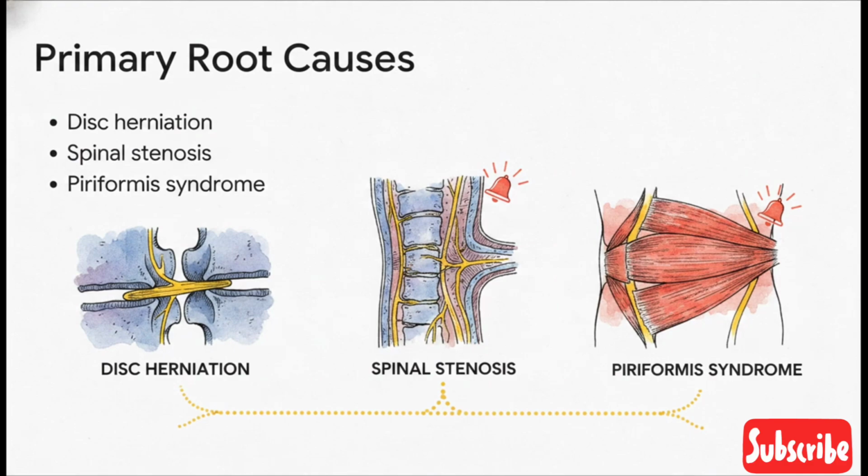Now, while a lumbar disc herniation is for sure the prime suspect, and by far the most common cause, there's actually a whole lineup of mechanical issues that can pinch that exact same nerve highway. Conditions like spinal stenosis, degenerative disc disease, or even piriformis syndrome can all trigger that exact same sciatic alarm bell.